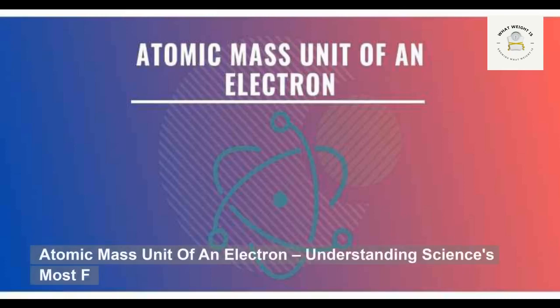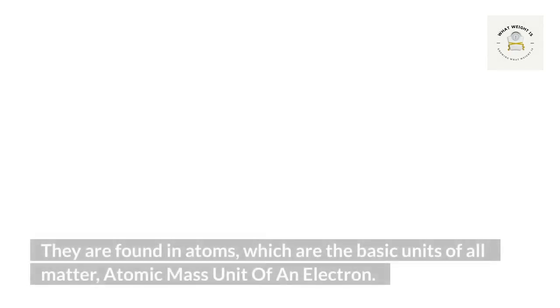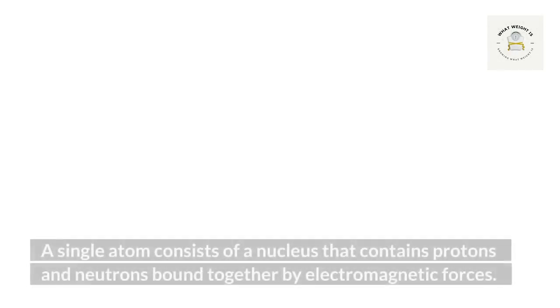Atomic mass unit of an electron, understanding science's most fundamental particle. Electrons are one of the most important particles in our universe. They are found in atoms, which are the basic units of all matter. A single atom consists of a nucleus that contains protons and neutrons bound together by electromagnetic forces.